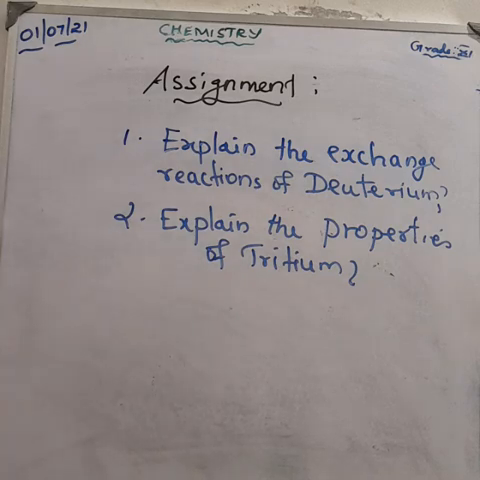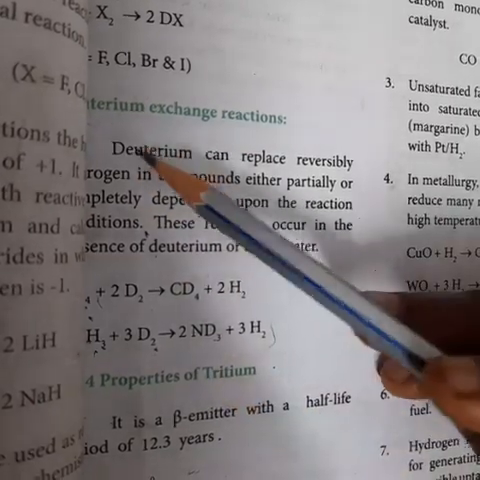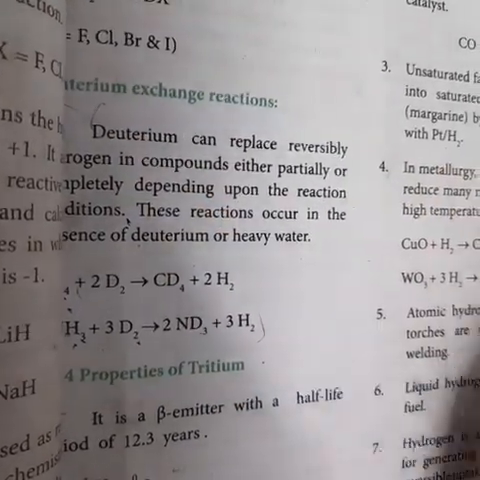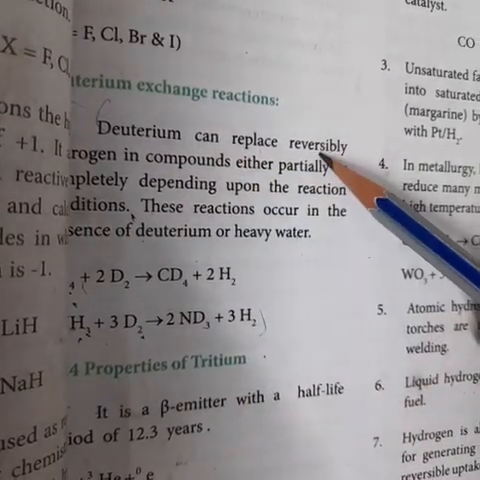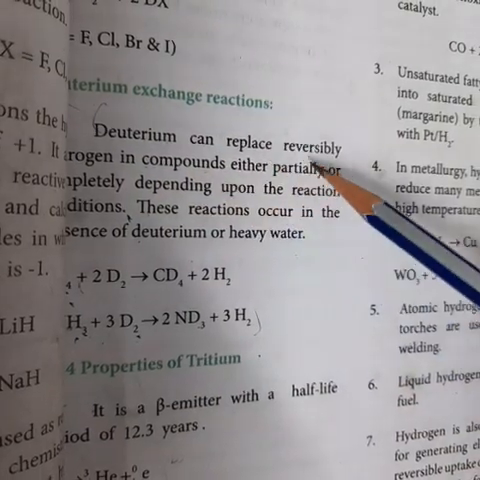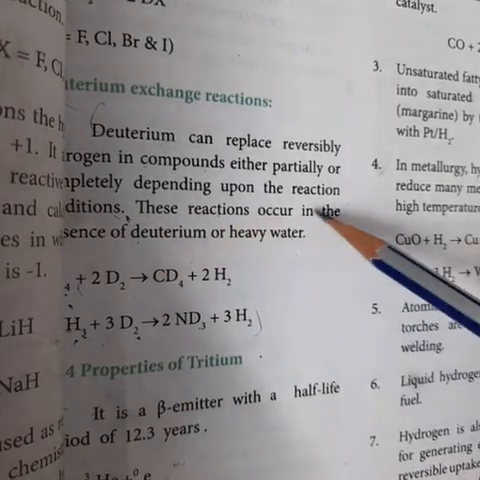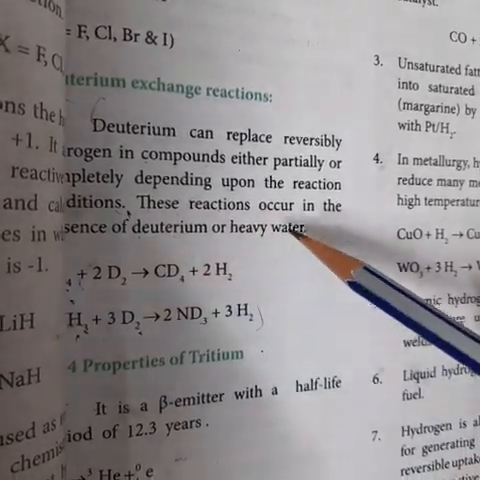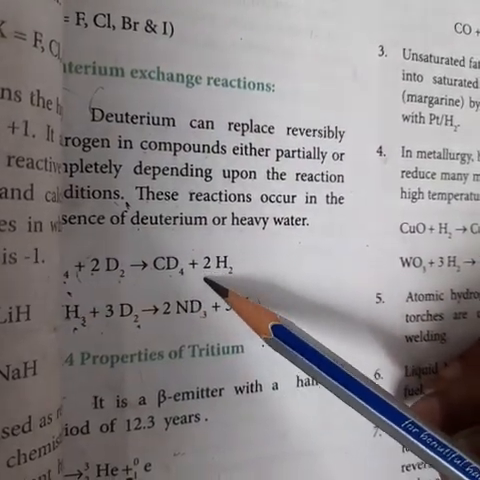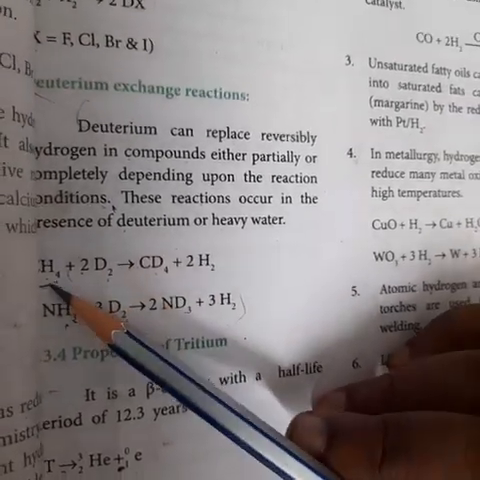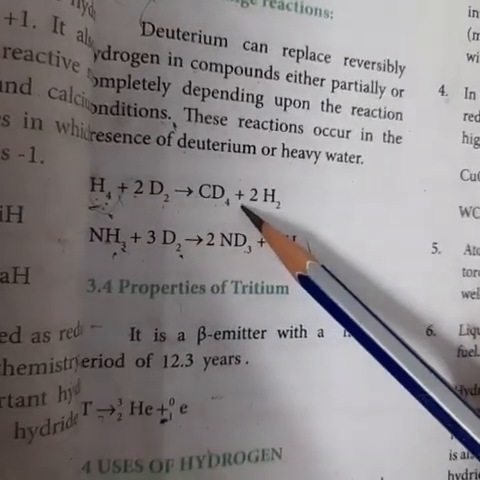Okay students, now take your book, page number 105. Explain the exchange reactions of deuterium. Page number 105, second paragraph. Deuterium exchange reaction: deuterium can reversibly replace hydrogen in compounds either partially or completely depending upon the reaction conditions. These reactions occur in the presence of deuterium or heavy water. CH4 methane plus 2D2 gives CD4. So the deuterium exchanges the hydrogen from the methane, forming CD4 and hydrogen gas.